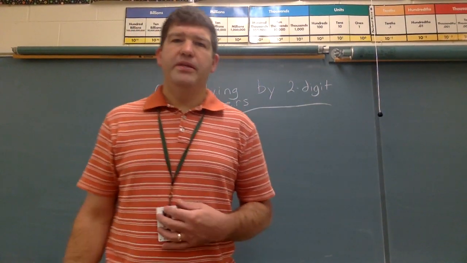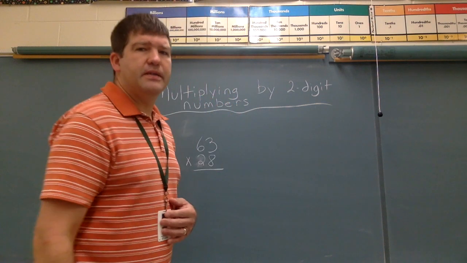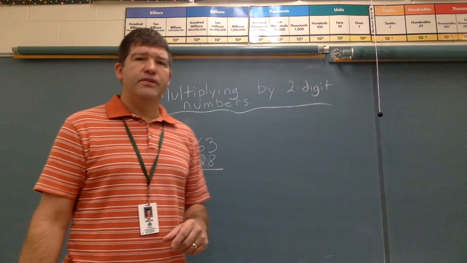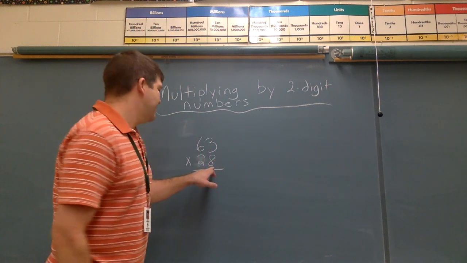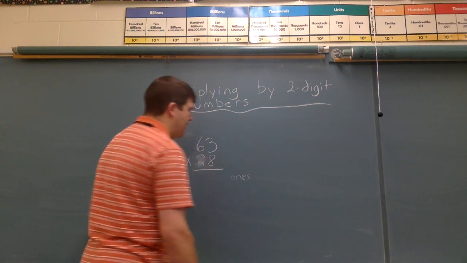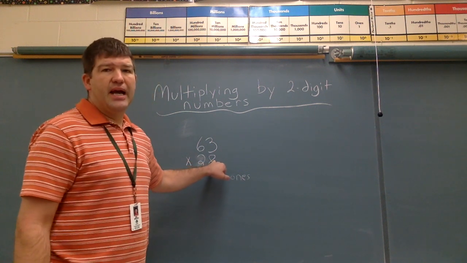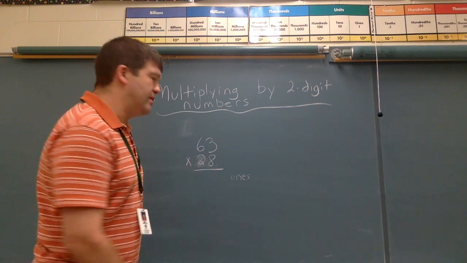In this video, I will be teaching you how to multiply by two-digit numbers. On the board, I put 63 times 28. The first thing we want to do is start with our ones, our 8. We'll even call this the ones area, where you take your ones and multiply by the 3 and then the 6. So this is what you do.